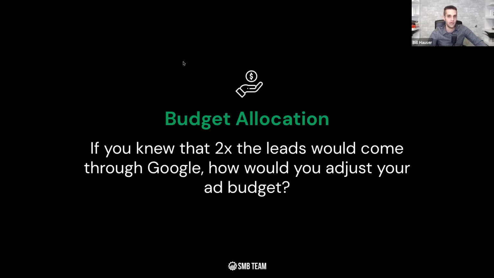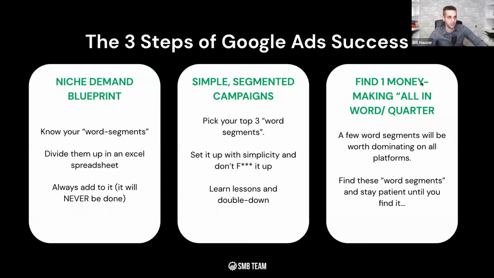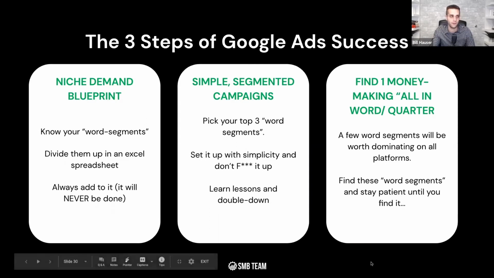So if you knew that 2 times the leads were coming through Google, how would you adjust your marketing budget? There are 3 very simple steps to Google Ads success. You need a niche demand blueprint, meaning an Excel sheet that breaks down all the different ways your clients search for your firm by practice area. You need very simple segmented campaigns to start.